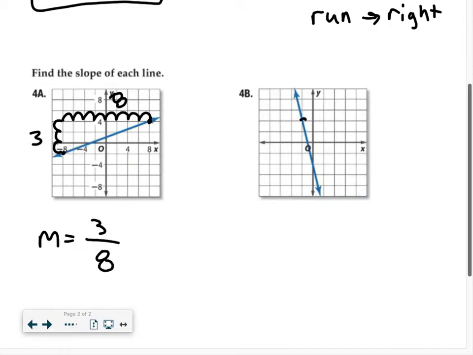This line I think is a little easier to find points, and I would consider this a point as well. So again, going rise over run, I always start left. I go down 1, 2, 3, 4, so that's negative 4, down 4, and then right 1. So negative 4 over 1, or negative 4, would be the slope.